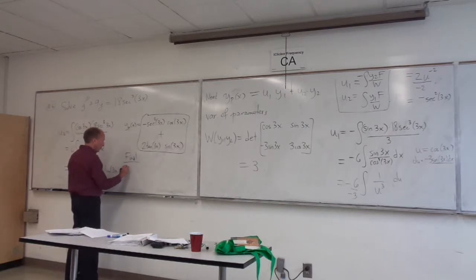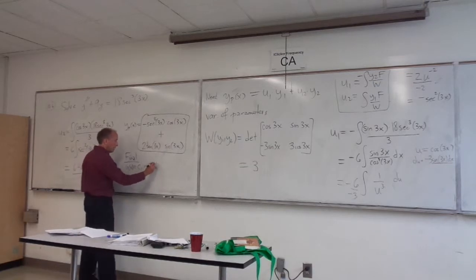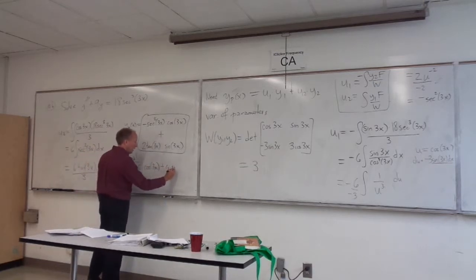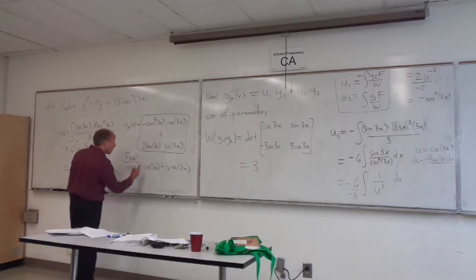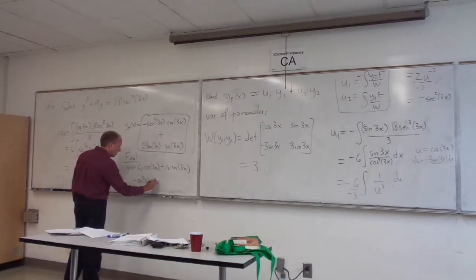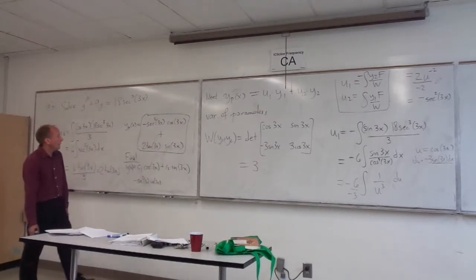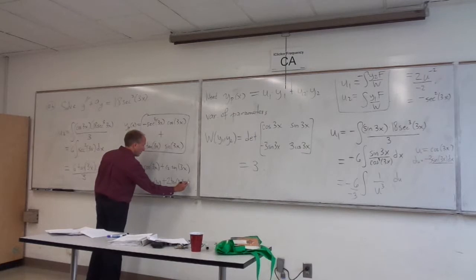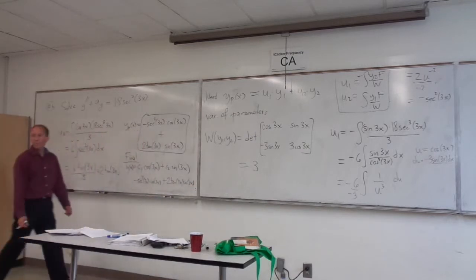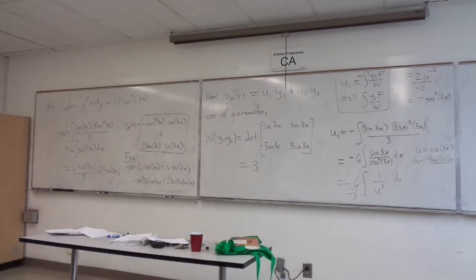my final answer for y of x would be c1 times the cosine of 3x plus c2 times the sine of 3x. That's the complementary function that we found earlier, right? Plus this. So minus secant squared of 3x times cosine of 3x. I guess that could have been simplified as well. And then plus 2 tangent 3x, sine of 3x. There we go. That's my final answer.